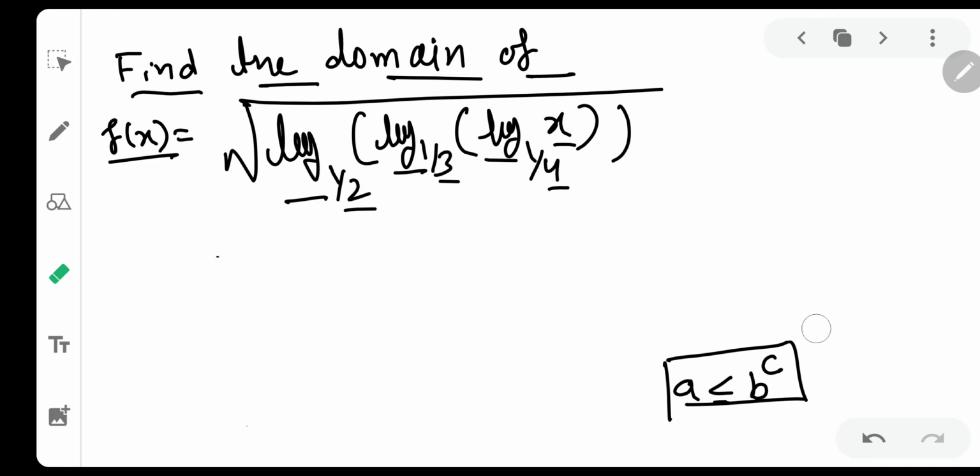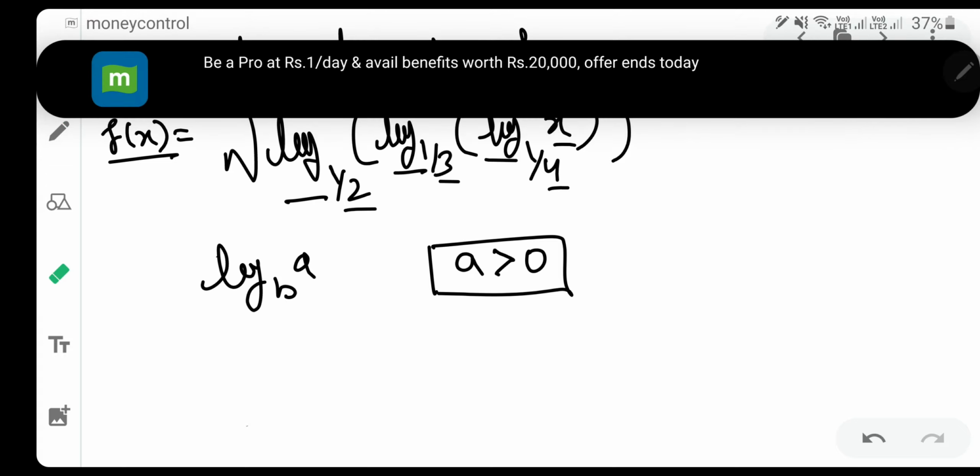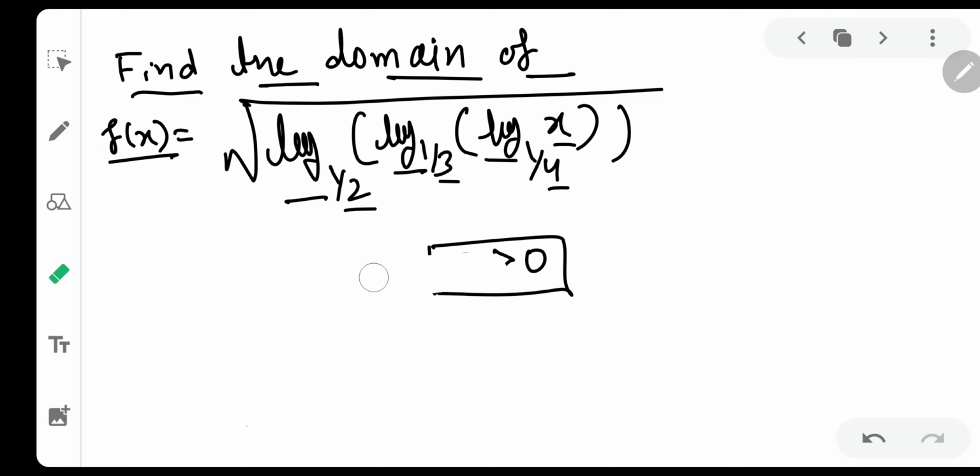Now moving further, suppose you have log of a to the base b, then a should be greater than 0. That is very important. Okay, so these are the two basic ideas we should know. Now moving to this particular question, let us go from inside out. First of all, let us consider this particular part.